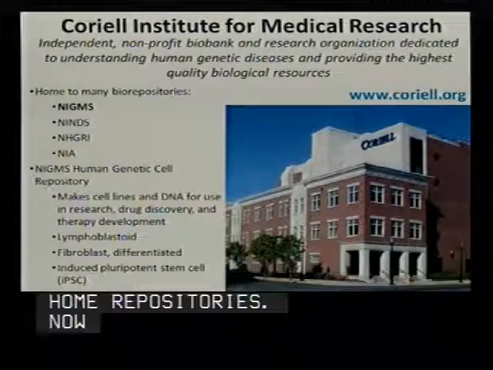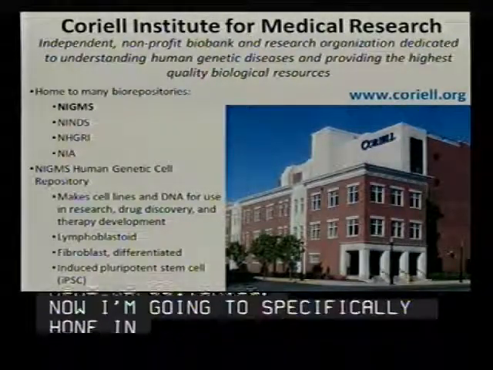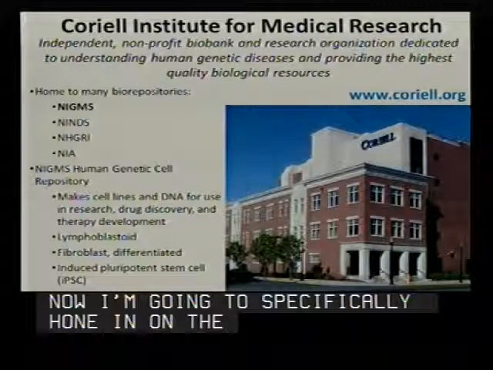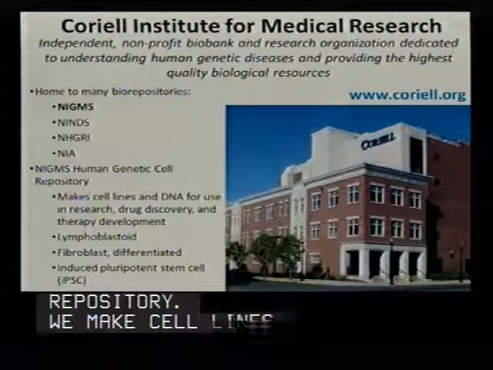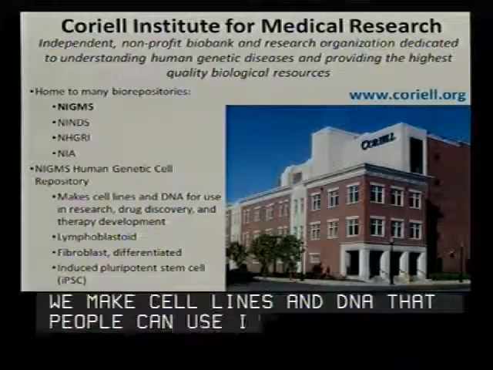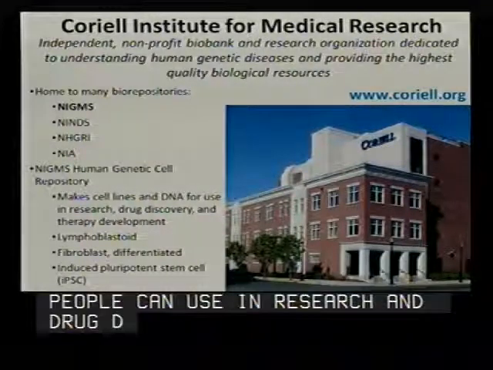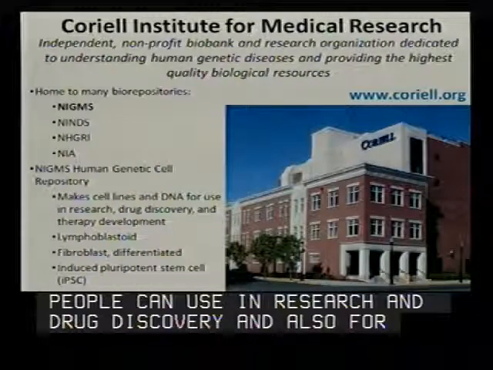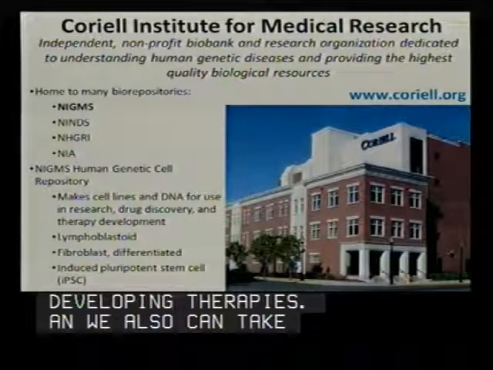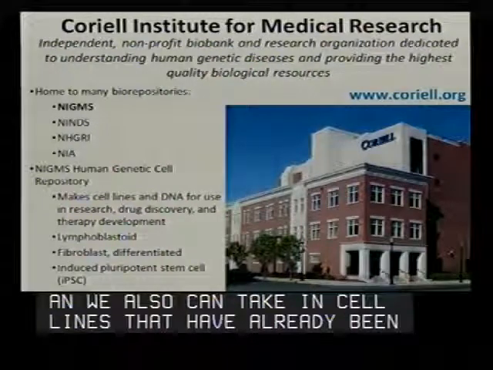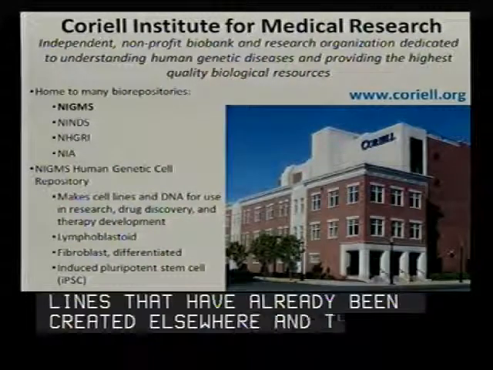And now I'm going to specifically hone in on the NIGMS Human Genetic Cell Repository. What we do is we make cell lines and DNA that people can use in research and drug discovery, and also for developing therapies. And we also can take in cell lines that have already been created elsewhere and then serve as the storage and distribution mechanism for those as well.